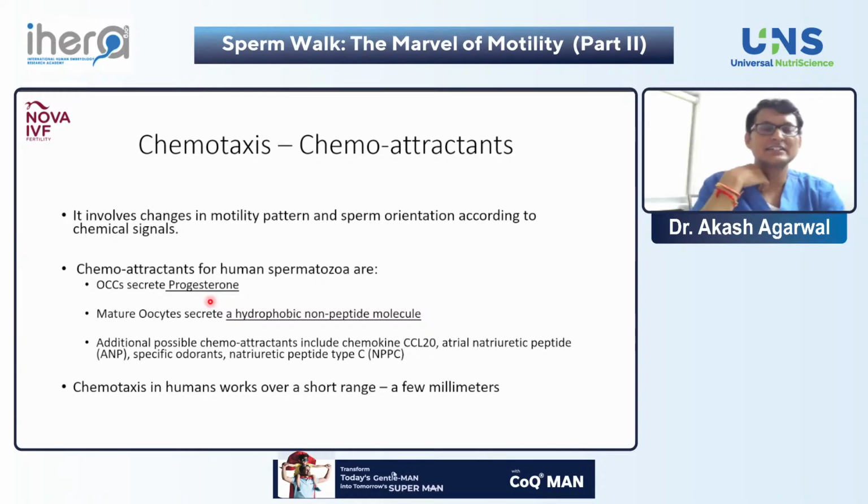These are usually secreted by the cumulus cells. The progesterone secreted from the cumulus cells is in the range of picomolars. So it is that low, 10 to the power minus 12, something of that range.